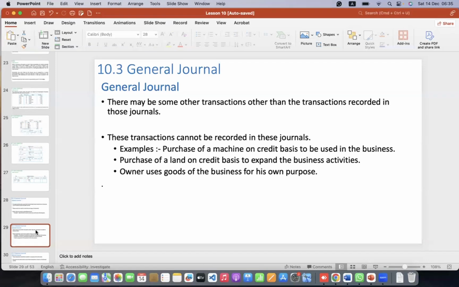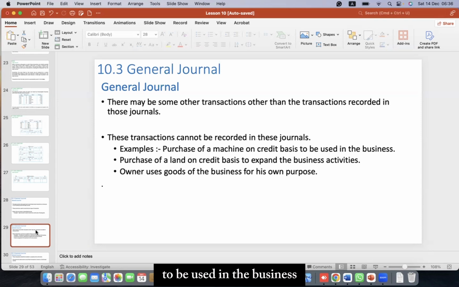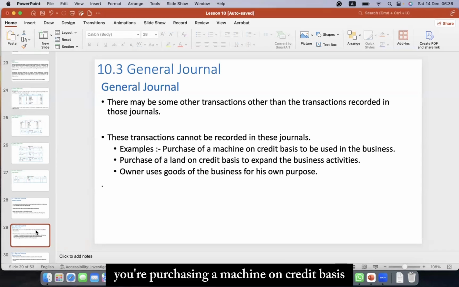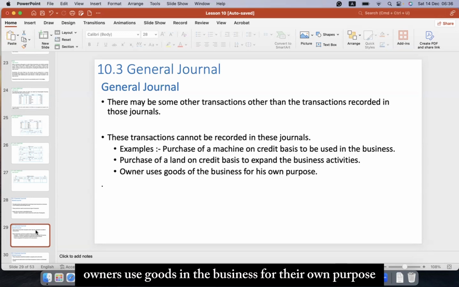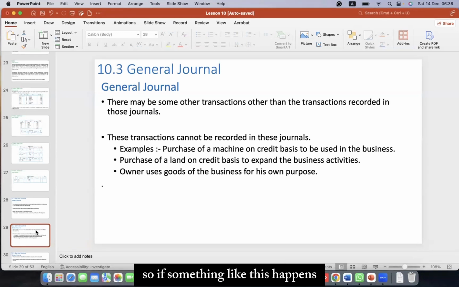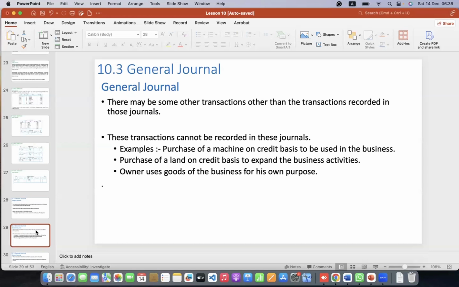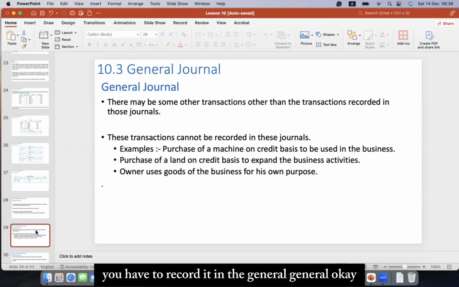What are the examples for these transactions? For example, let's say you are purchasing a machine on credit basis to be used in the business. Or let's say you are purchasing land on credit basis to expand the business activities. Or let's say owners use goods of the business for their own purpose. If something like this happens, you have to record it in the general journal.